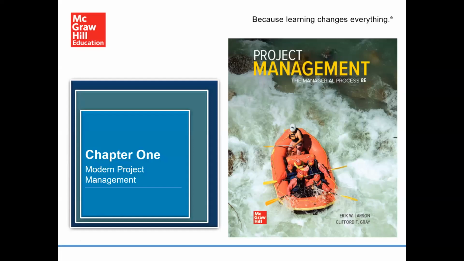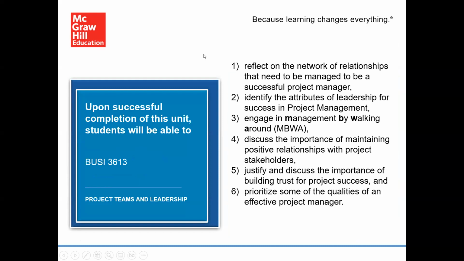In our first chapter, we're going to talk about modern project management and understanding how it has evolved and why we take it, and of course, how we can manage and lead a project altogether. In our discussion for today, we're going to reflect on the network and the relationships that need to be managed in order to have successful project management. We're going to identify the attributes of leadership and success in project management.